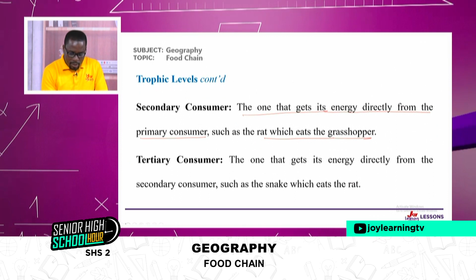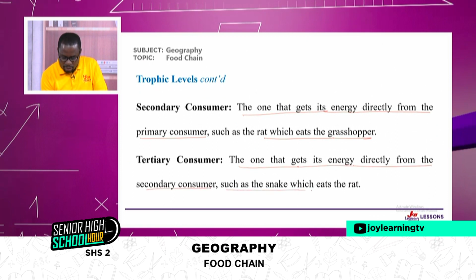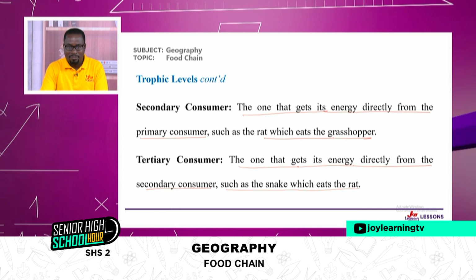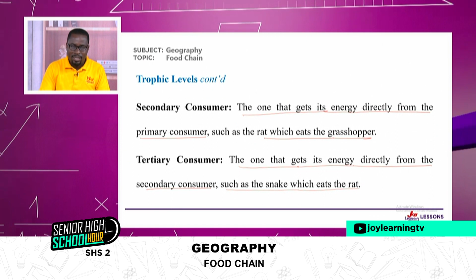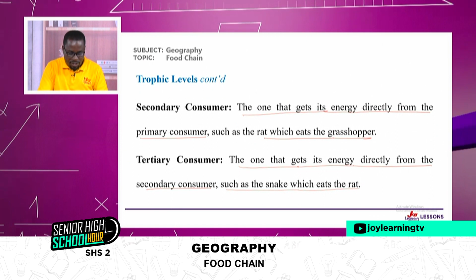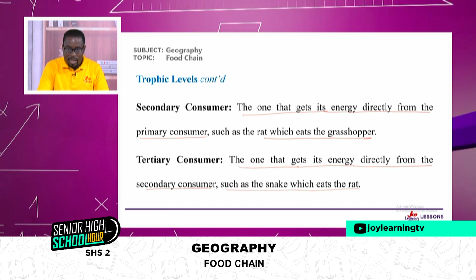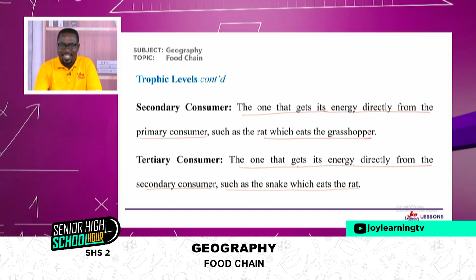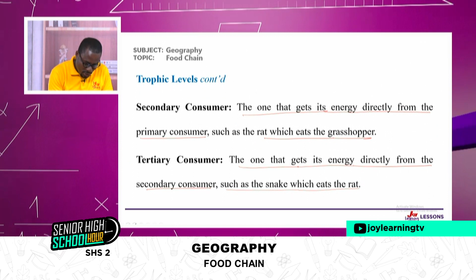Okay. We also have the tertiary consumer, and the other organisms that get their energy directly from the secondary consumers, such as the snake which eats the rat. Grasshopper feeds on the plants. Okay? The rat also feeds on the grasshopper. Then the rat is not allowed to go scot-free. The tertiary consumer also feeds on the rats. And human beings will also feed on rats. Can you see that? We also feed on rats. And then, is that all? Let's continue and see.